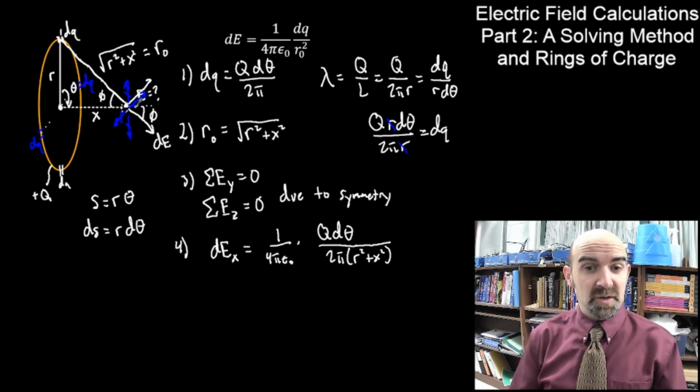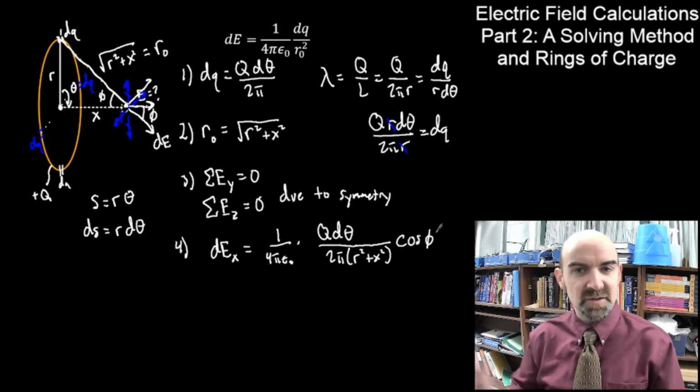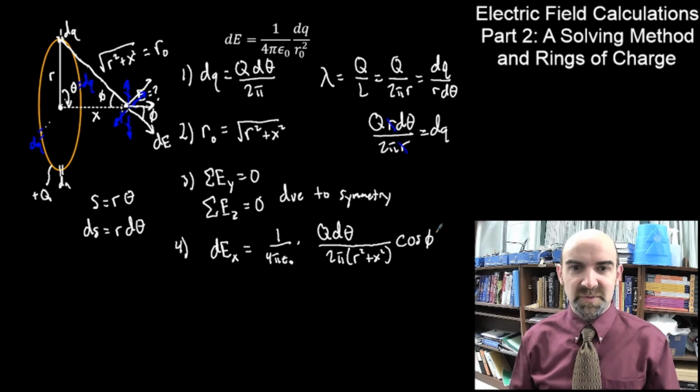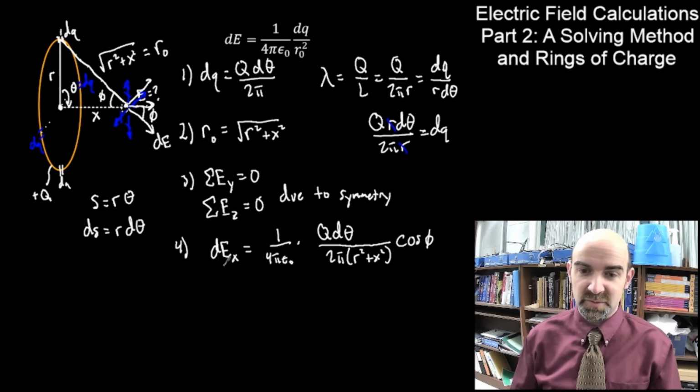And now we need the components that are going out this way. So that's going to be the cosine of phi. Cosine phi is x over the square root of x squared plus r squared. So let's bring this out: 1 over 4 pi epsilon naught, then we've got a q up top.